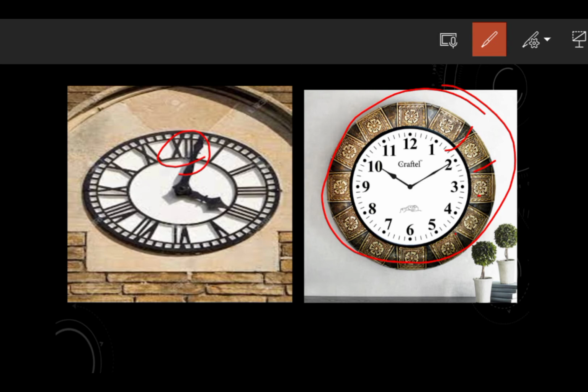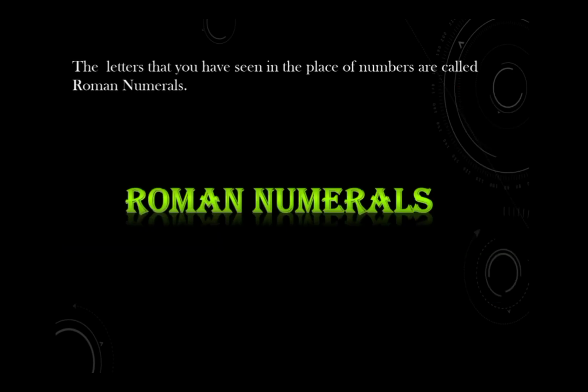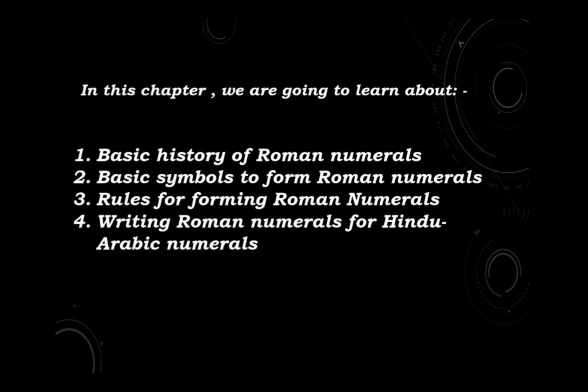Now we are going to learn about these alphabets, and why we have alphabets inside a clock. So what does that mean? Today we are going to discuss this topic. The letters you have seen in the place of numbers are called Roman numerals. Today we are entering into the chapter Roman numerals. In this chapter, we are going to learn about the basic history of Roman numerals, the basic symbols to form Roman numerals, rules for forming Roman numerals, and writing Roman numerals for Hindu-Arabic numerals.